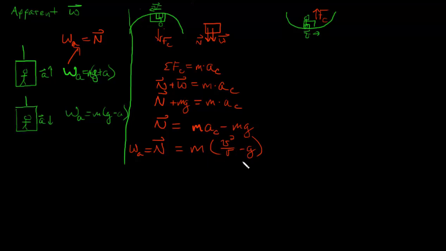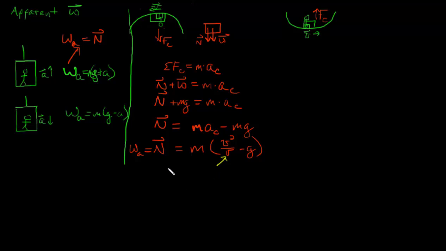Don't worry about these signs. I could have flipped it, mg minus mac. It doesn't matter. But the key is this. My velocity has to be fast enough such that this amount is not zero, or else I'll have zero net normal force, and then I would just be falling, not moving in a circle. So the key here is going to be this piece right there.